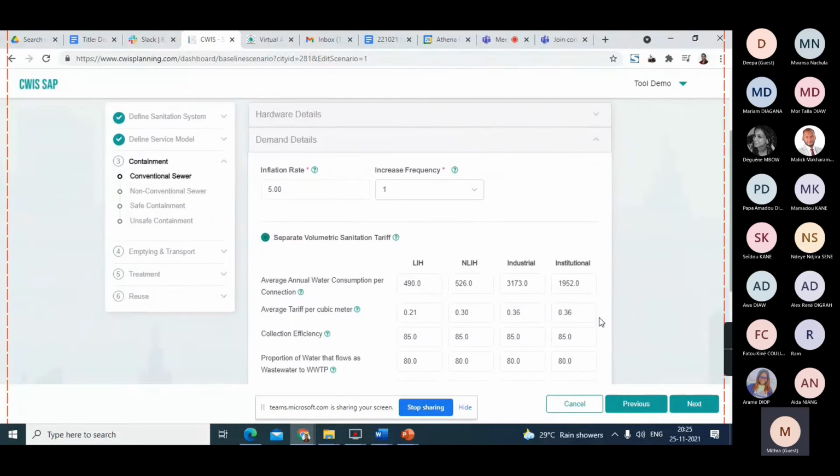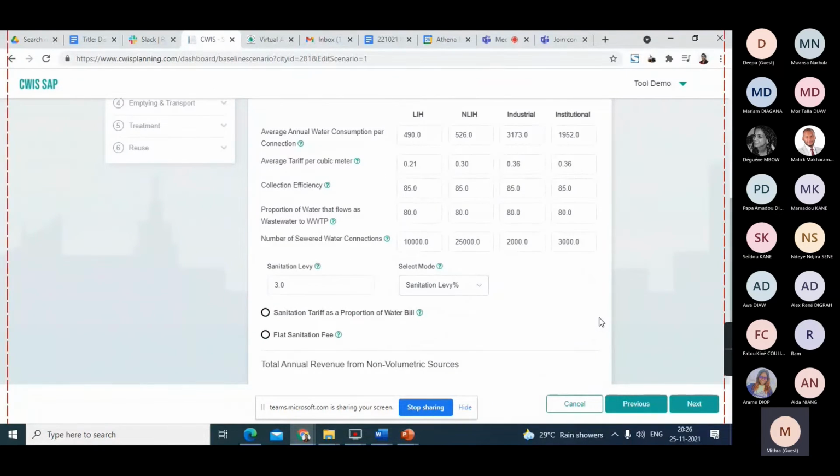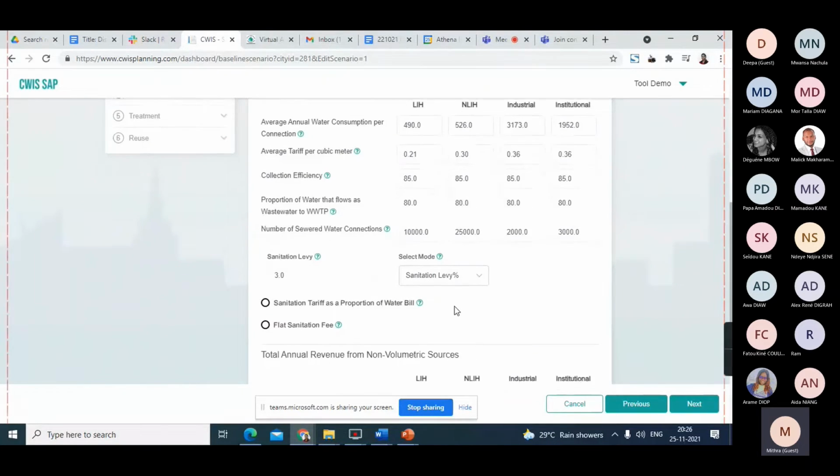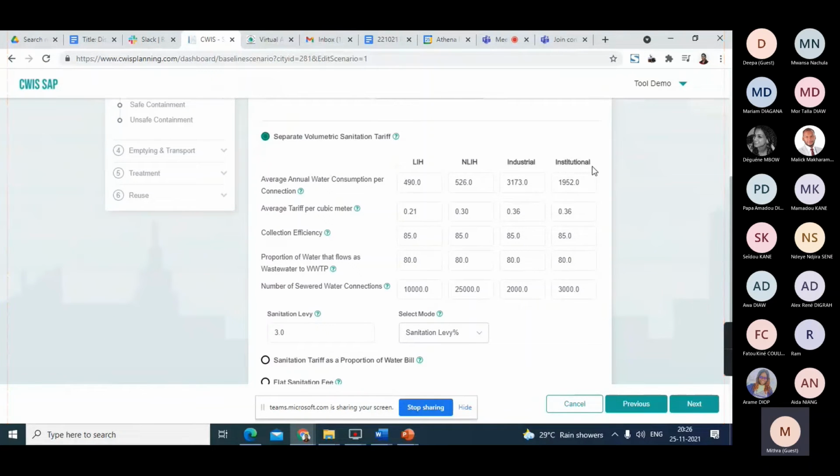So here we have multiple tariff models. Here we are taking the sewer connection, and there is conventional sewer, and there are different tariff models and by the connection type. So low income, non-low income, and so on and so forth.